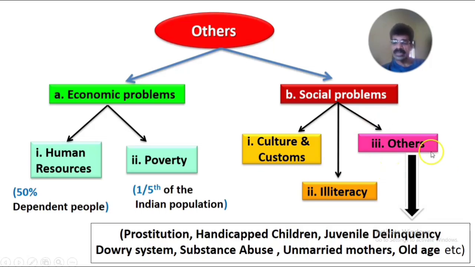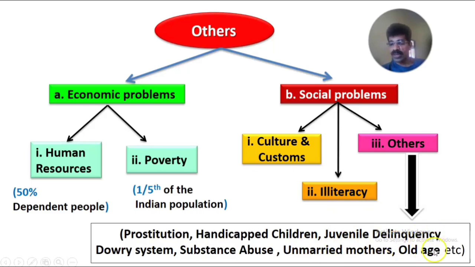The third one is others. Others include prostitution, handicapped children, juvenile delinquency, dowry system, substance abuse among the people, and unmarried mothers. The recent trend is an increase in unmarried mothers. So the government has to take care of this and support with various schemes and initiatives for the welfare and promotion of unmarried mothers. That is also another social problem.